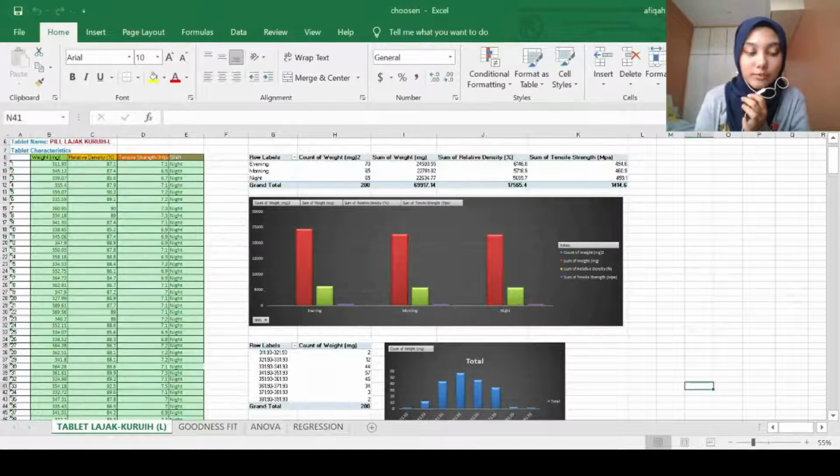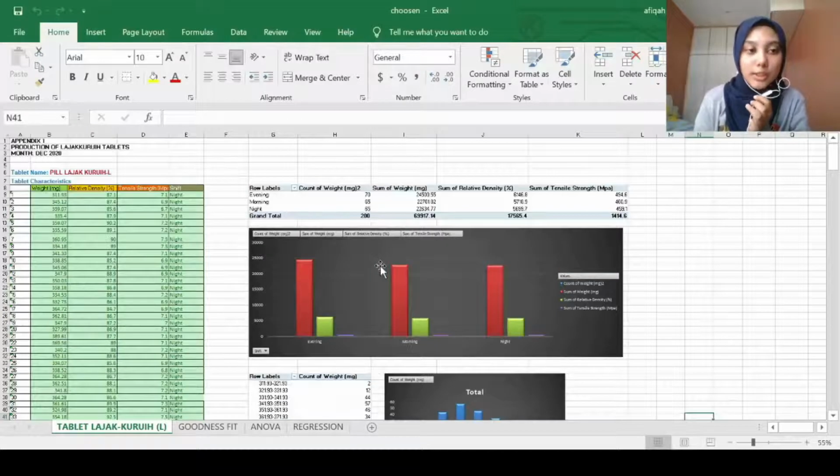Assalamualaikum, I am Afika. For now, I'll be explaining question A. Based on question A, we need to summarize the data of Lajakkuruih L. In this table, we have categorized the shifts into evening, morning and night. From here, we can know the count of weight for each shift. Given the weight, relative density and tensile strength, we categorize them into each shift, and from there we can get the sum of weight, sum of relative density and sum of tensile strength, and we can calculate the grand total.